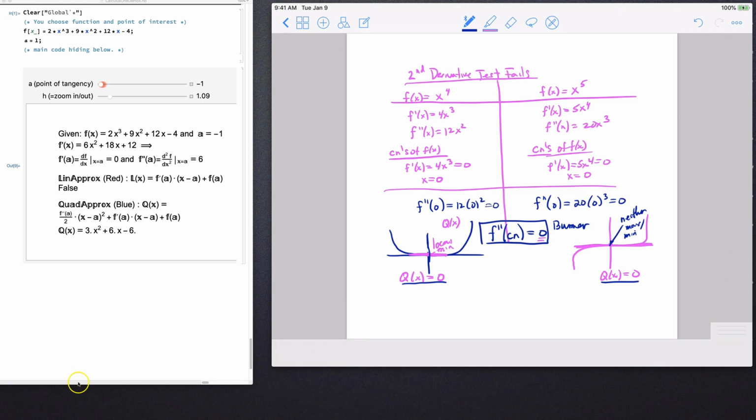And that's why we need the first derivative test when the second derivative test fails. And that will be the subject of the next video.